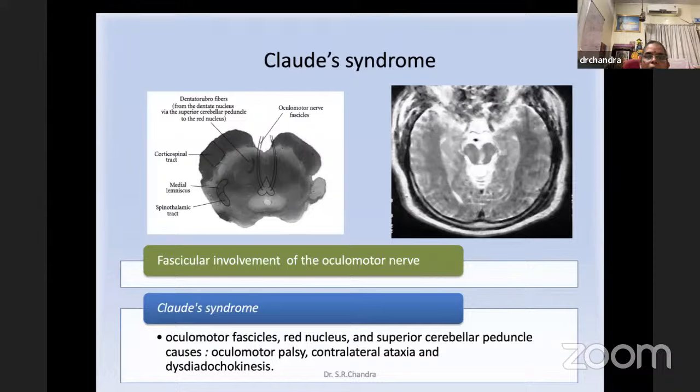Then we have Claude syndrome, where there is fascicular involvement of the third nerve. So there will be a complete third nerve palsy. Next to the third nerve there is the red nucleus, so it will produce a horizontal action tremor. And the superior cerebellar peduncle is also involved, which results in ataxia. So third nerve palsy with contralateral ataxia and the red nucleus producing an abnormal movement or action tremor is called Claude syndrome.